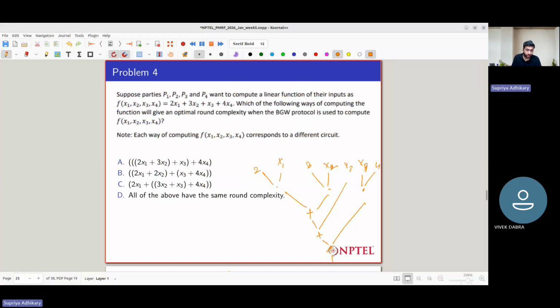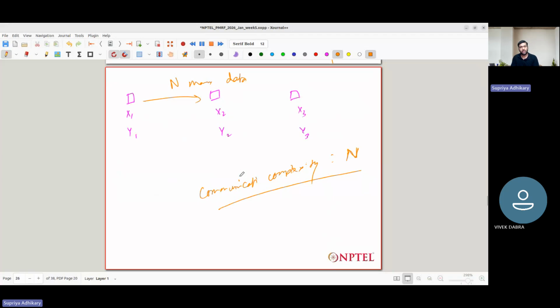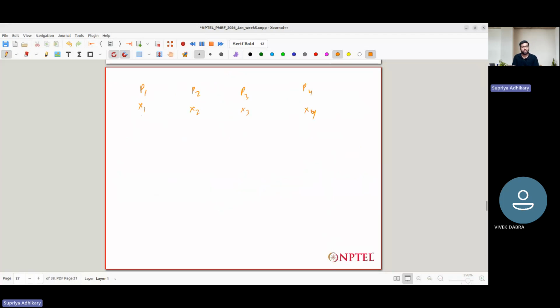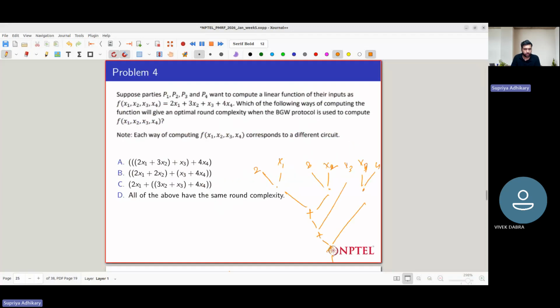So in any way you write down the circuit diagram for these functions, in any form, you will see that all of these are nothing but linear operations. And for linear operations, we do not need any kind of communication. First we will communicate all the shares, but after the shares are communicated to all the parties, each of the parties does individual computation on their own system. The total communication complexity would be the same, meaning that they will not need any communication for these computations. So that's why option D is correct.